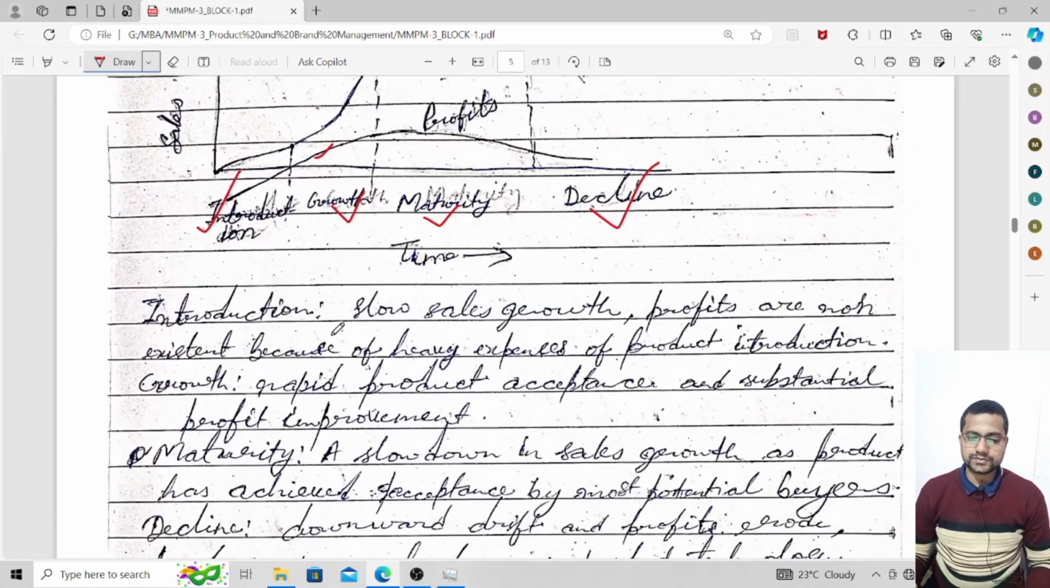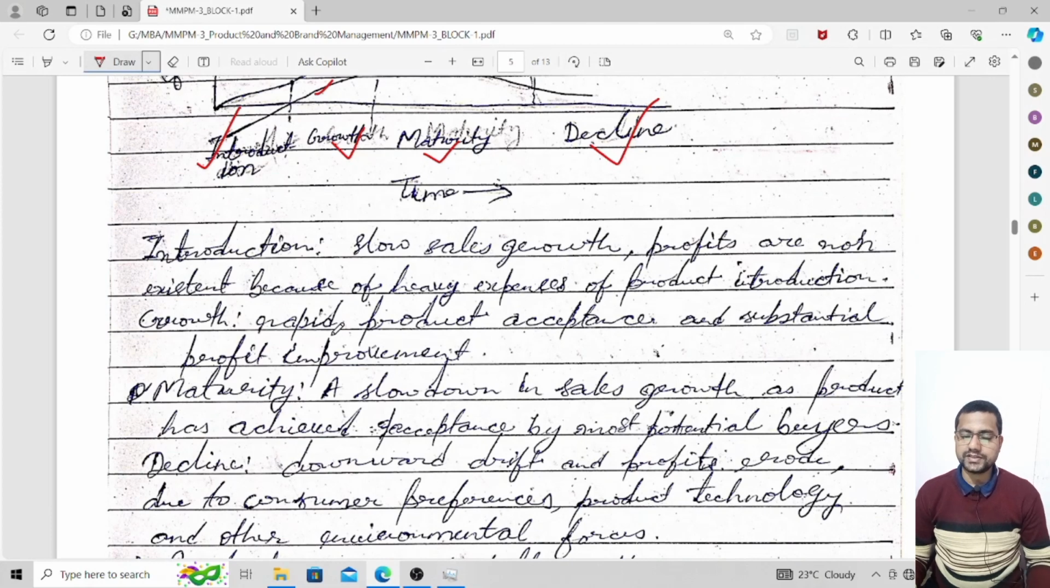The first one given is the introduction. What happens in the introduction? Introduction means slow sales growth, very slow. Profits are non-existent, meaning approximately there is no profit because of heavy expenses of product introduction. In the introduction stage there is a huge investment, so that's why there is almost no profit.